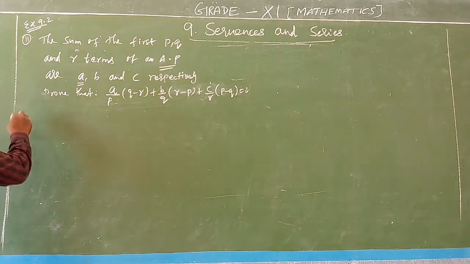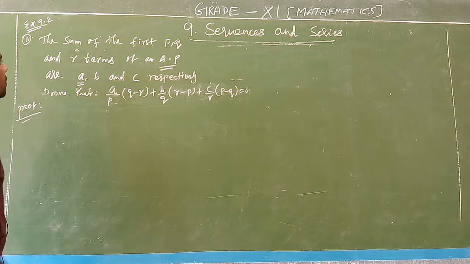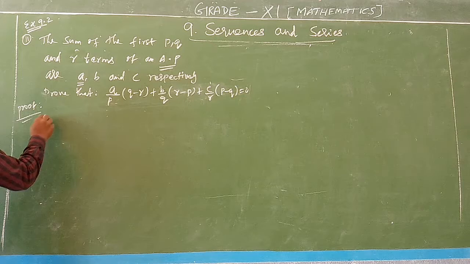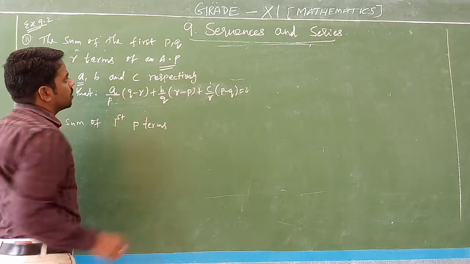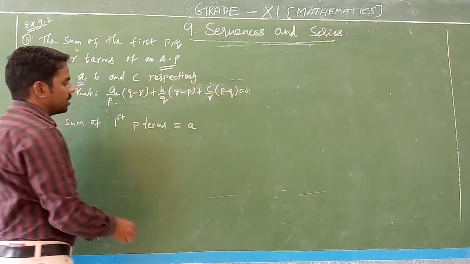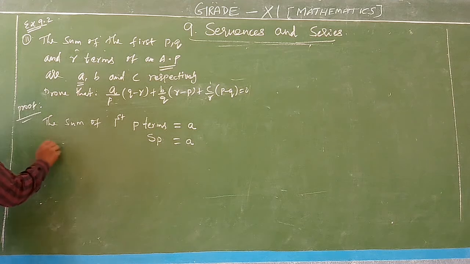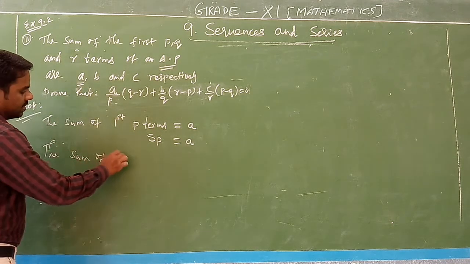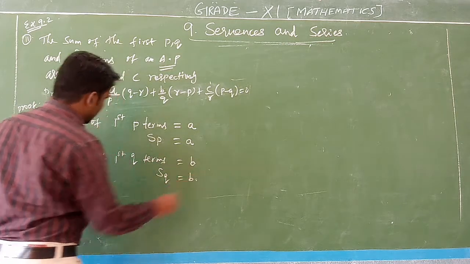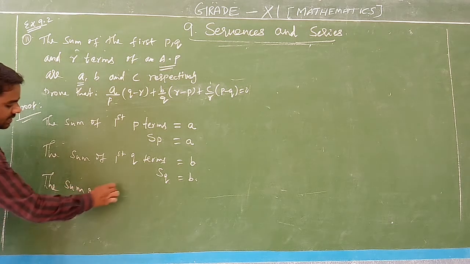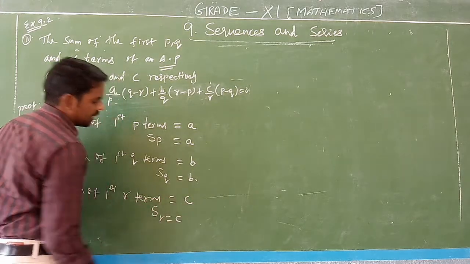Right, listen. Given the sum of the first p, q, and r terms of the AP is a, b, c. So the sum of the first p terms is a, that is Sp equals a, and the sum of the first q terms is b, that is Sq equals b, and the sum of the first r terms is c, that is Sr equals c.